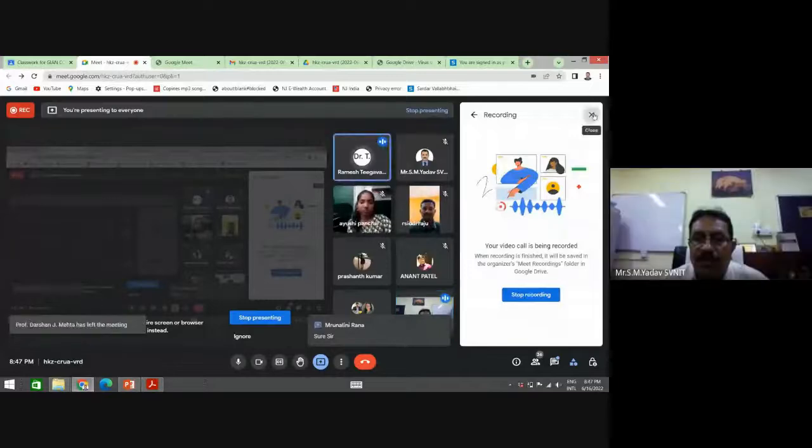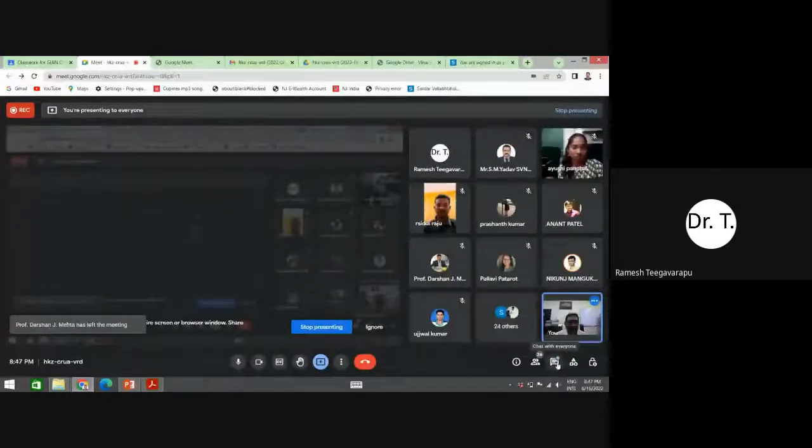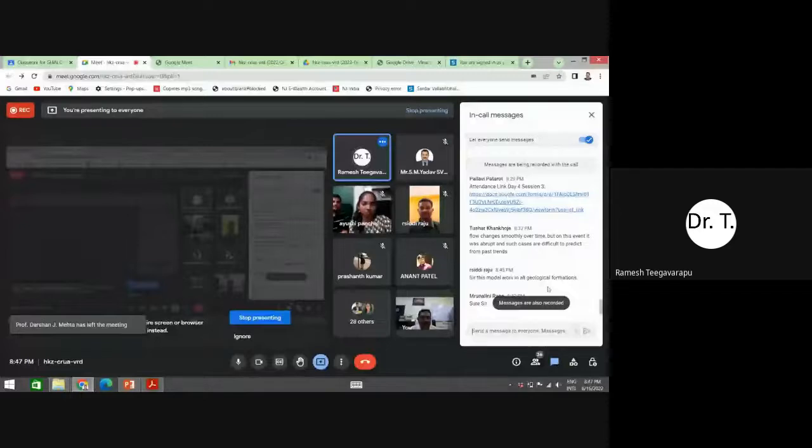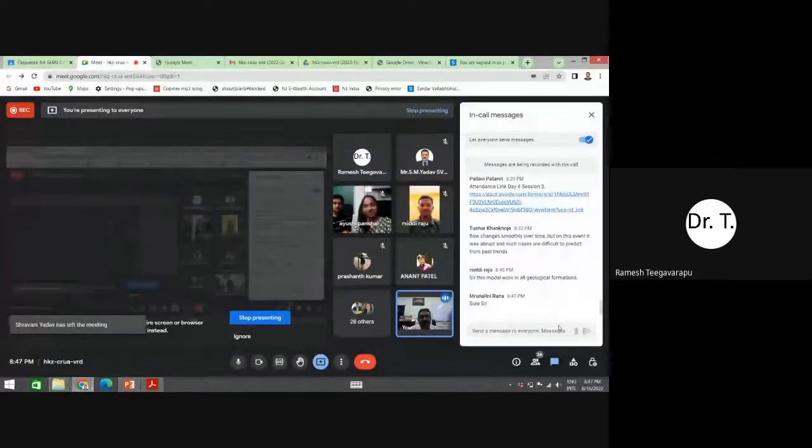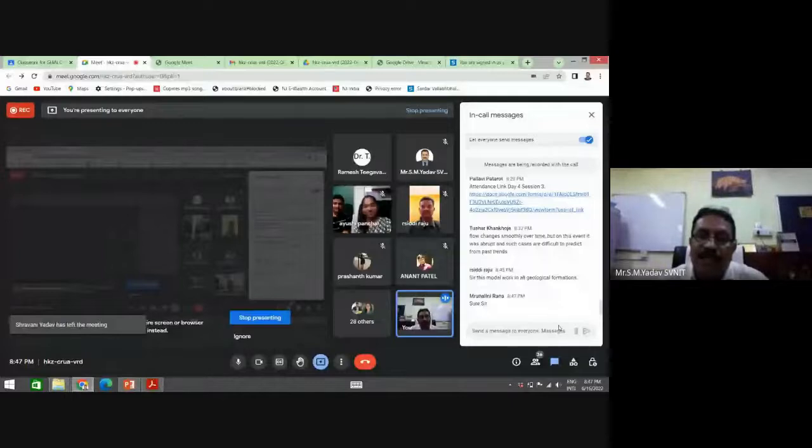Is there any question in the chat box? Does this model work in all geological formations? Sir, what do you mean by all geological formations? The Banas river originates from a hilly region and then moves to the plain, and in the plain it partially flows over normal ground, and then it confluences into the desert. That is the condition of this model.